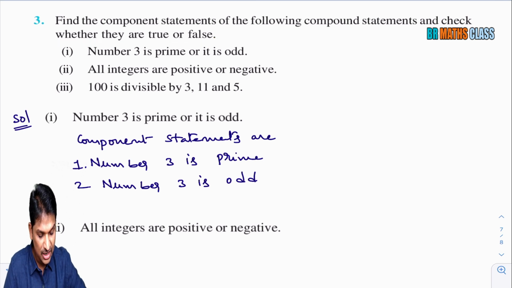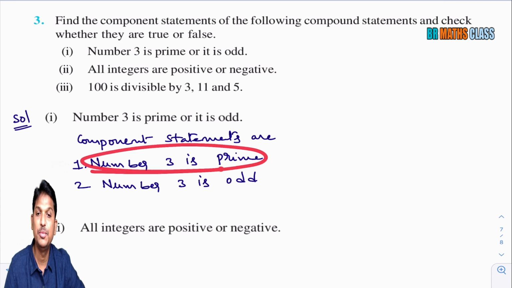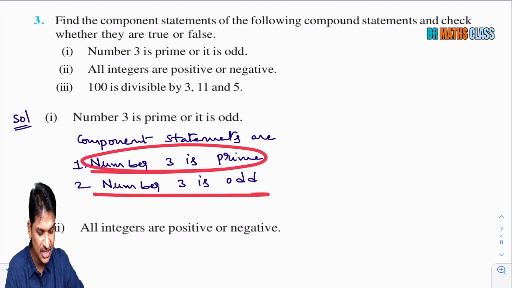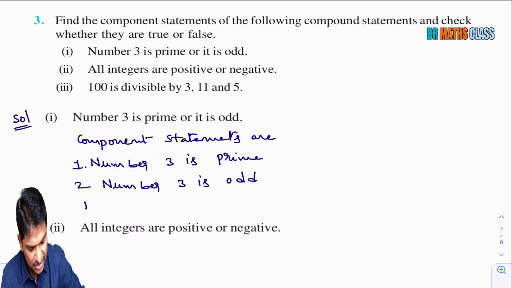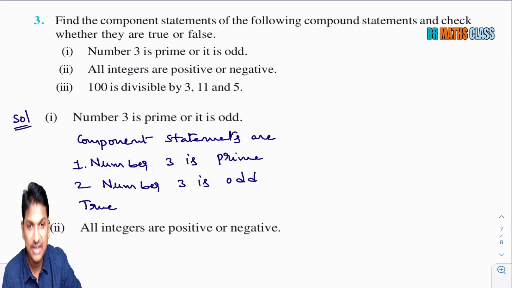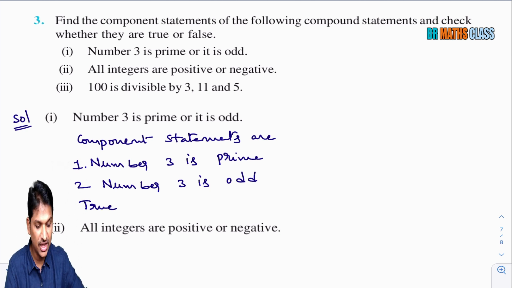You observe number 3 is prime. Yes, 3 is prime or not? Yes, 3 is prime. Number 3 is odd. True or not? Yes, true. So that statement is true. They are asking to check now. This is true. Okay, come to the second one.